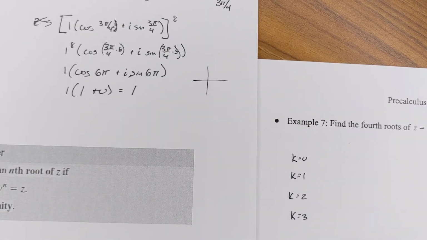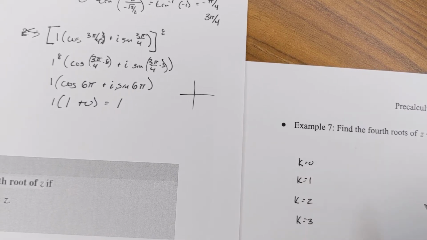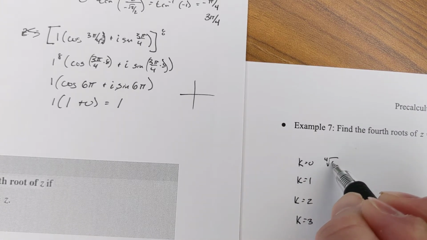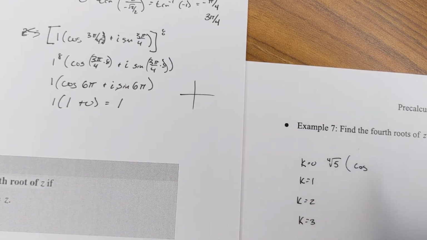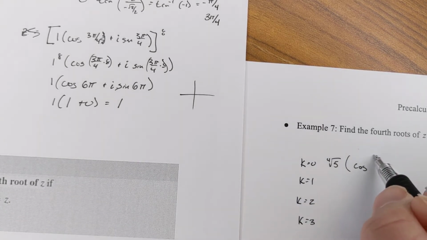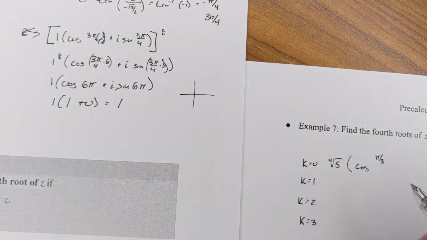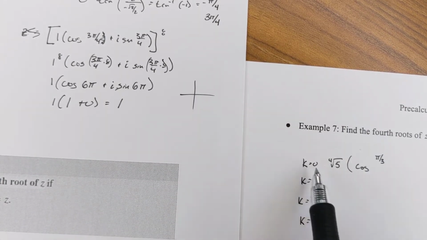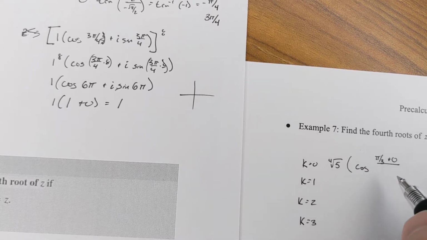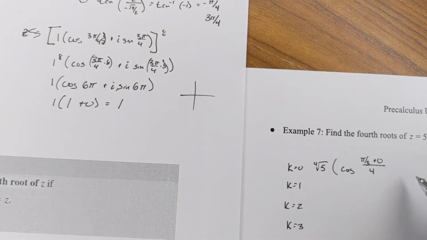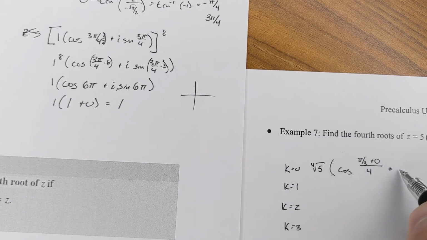I don't think I can get them both on here. So it's the nth root of r. So it's the 4th root of 5, because that's my r value, parentheses, cosine, so my theta, pi over 3, and then it's plus 2 pi k. Well, k is 0, so it's going to be plus 0 all over n, which is the root, so 4, then plus I sine, and the angle here is going to be the same.